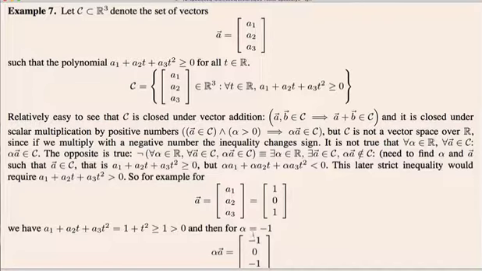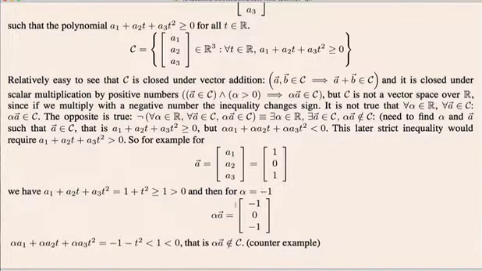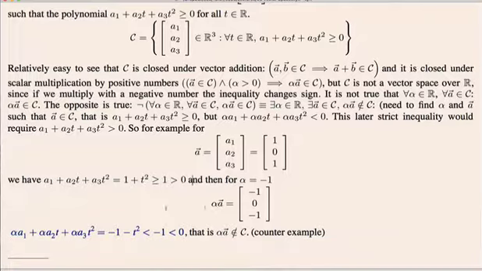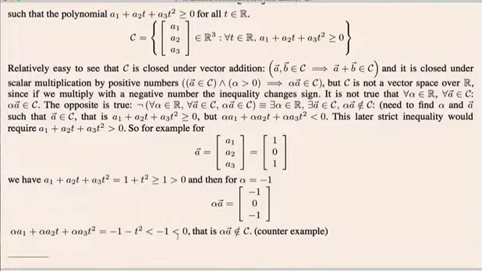And then when we multiply this with alpha negative 1, we get the alpha a vector with components minus 1, 0, minus 1. And then when you calculate the polynomial for this alpha a, we get that this is minus 1 minus t squared, which is less than minus 1, which is less than 0. And that means that alpha times a is not in C. So this is called a counterexample that we found for the original universal statement.